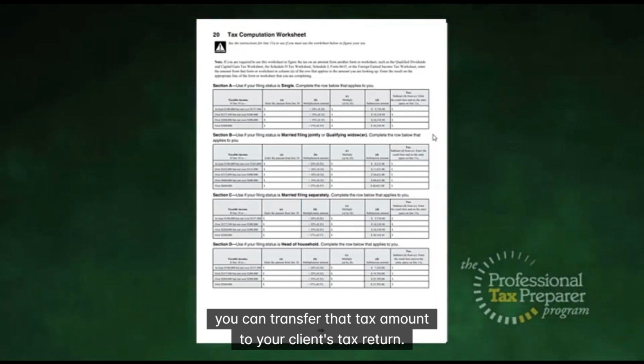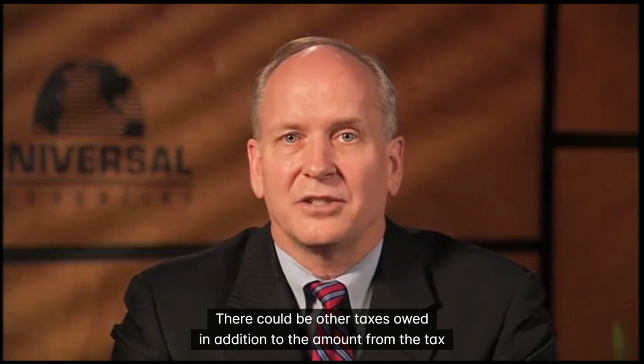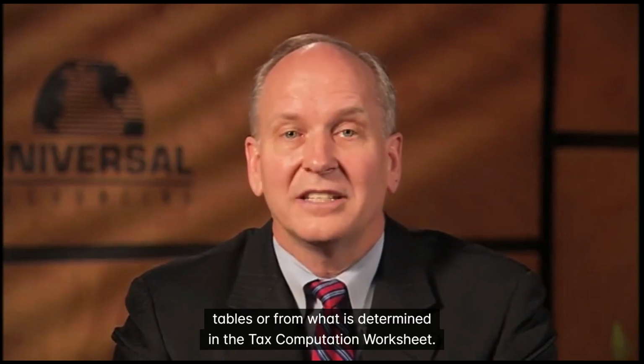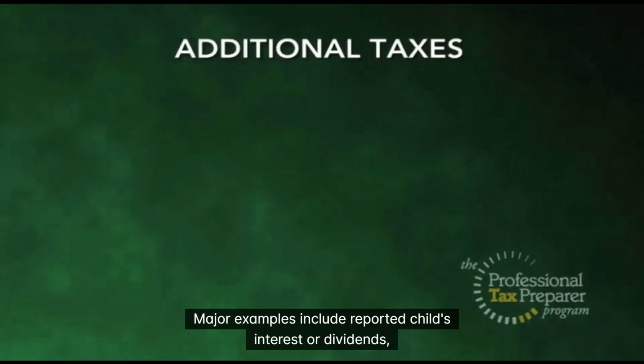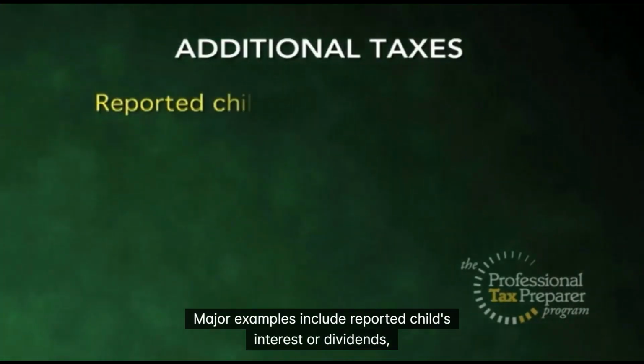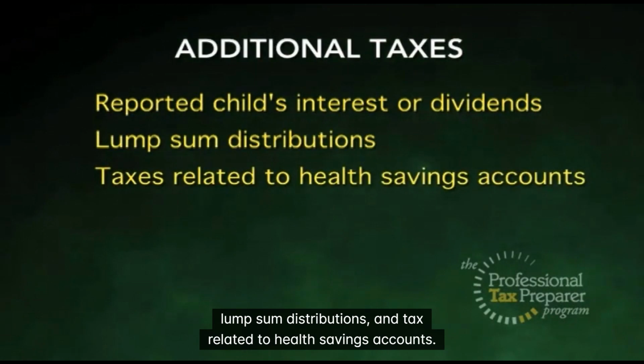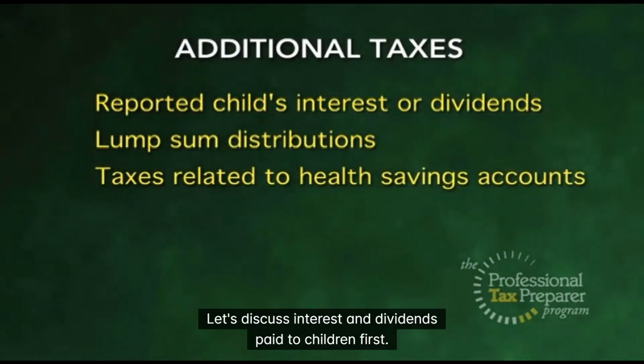There could be other taxes owed in addition to the amount from the tax tables or from what is determined in the tax computation worksheet. Major examples include reported child's interest or dividends, lump sum distributions, and tax related to health savings accounts. Let's discuss interest and dividends paid to children first.